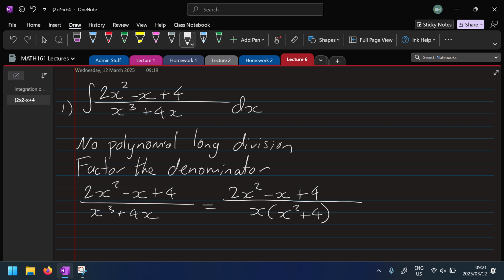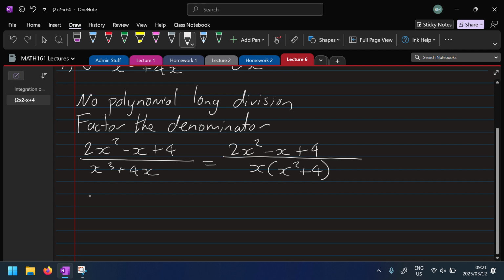So now we look at cases 1, 2, 3, and 4. X, which case is this? 1. Good. X squared plus 4. Case 3. Yeah, because it's quadratic, we cannot factor it. There's only one of it. So we don't have to do any rectification. So we go to case 1, case 3, we can split it up.